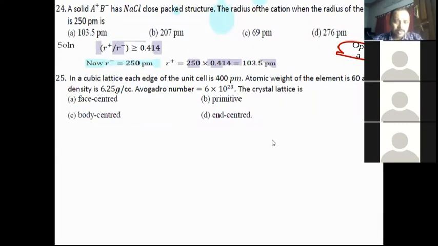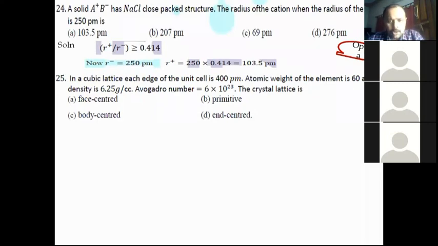There is one more problem here. In a cubic lattice, each edge of the unit cell is 400 picometer. The atomic weight of the element is 60 and its density is 6.25 gram per cubic centimeter. Avogadro number they have given, even if not given, we know. Now, how do we find from the density equation which type of crystal lattice it is? Rho is equal to Zm divided by a cube N A. There is no term which directly gives the unit cell. So what do you calculate here?